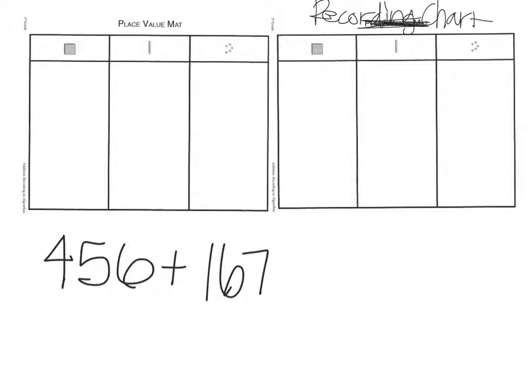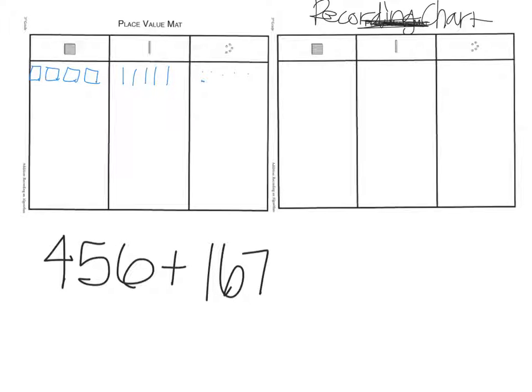So for the hundreds place, we're going to use a square. For the tens place, we'll use a line, and for the ones place, we'll use a dot. So let's go ahead and record our first addend, 456. So I need 4 squares to represent 400. I need 5 lines to represent 5 tens, and I need 6 dots.